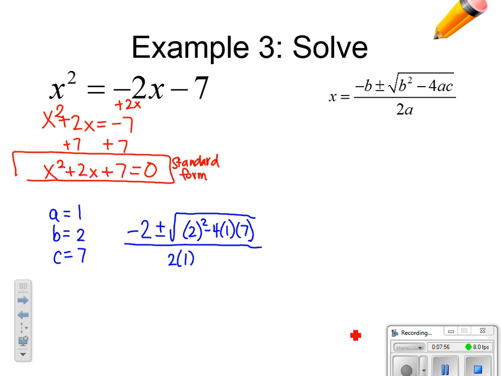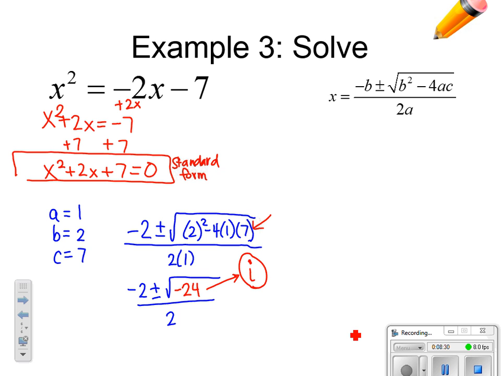All right, let's figure out that discriminant. So we've got negative 2 plus or minus the square root of, let's see here, that would be 4 minus 28, which would be negative 24, all over 2. Oh, I got a negative here. So what does that mean my solutions are going to be? They're going to be i's. They're going to be imaginary solutions, okay? So when that discriminant is negative, I should be getting i's in my answer.